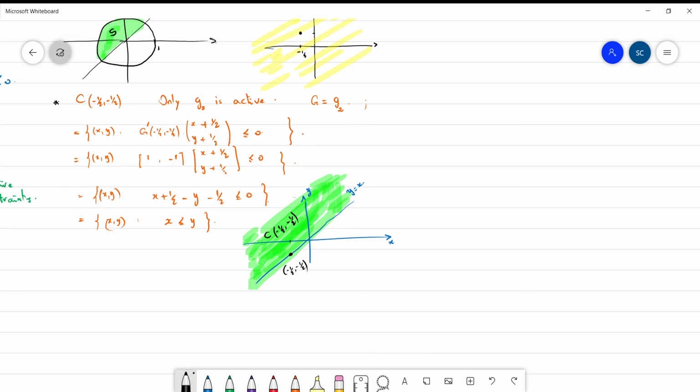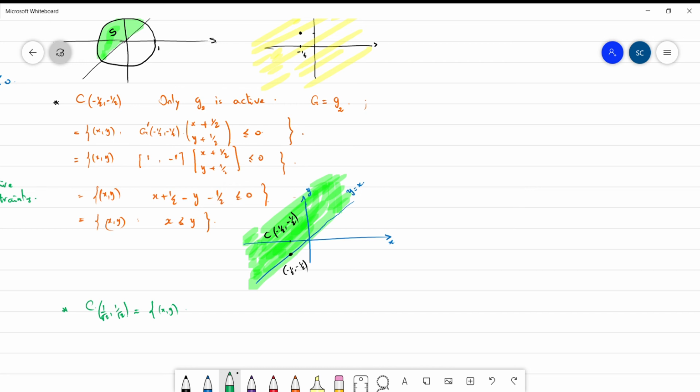So the other point we will consider here is the point C, 1 over square root of 2, 1 over square root of 2. Both constraints are active this time. So the G prime, the G, for this situation is formed by G1 and G2.